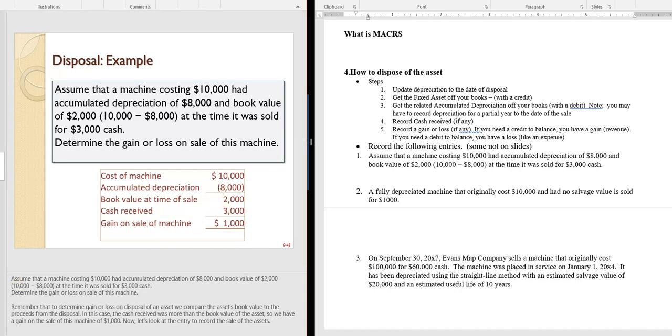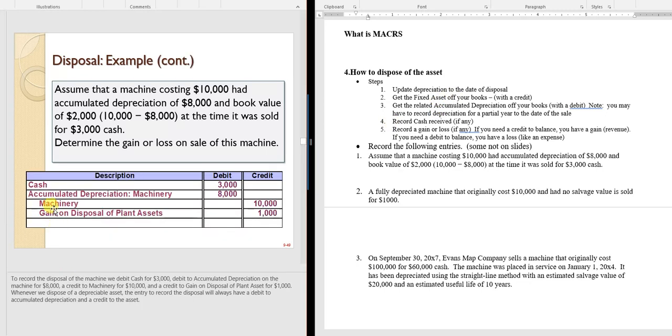So let's go through the steps. The steps up here, they don't give me the date of disposal. They say it had a book value, so I don't have enough information to get my depreciation up to the date of disposal. So now I get my fixed assets off of my books. The first thing I do is get the fixed assets off my books. The machine costs $10,000, so I credit the machine for $10,000. I had accumulated depreciation of $8,000, so I get it off my books with a debit. Remember, its normal balance is a credit, so I get it off my books with a debit.